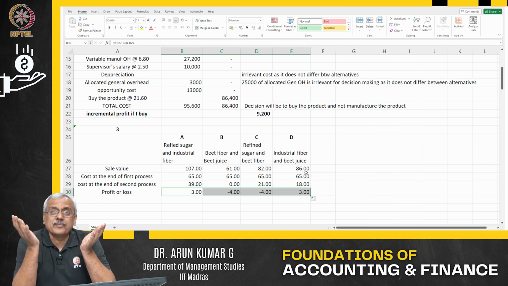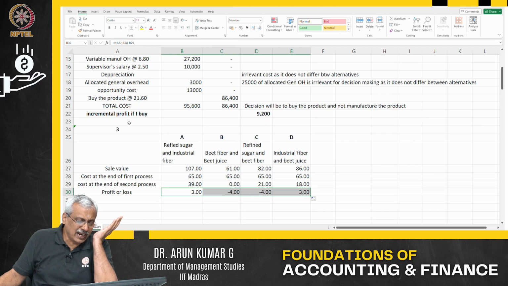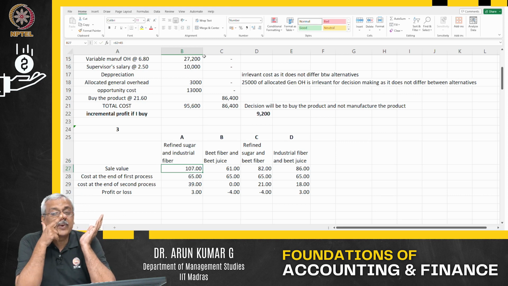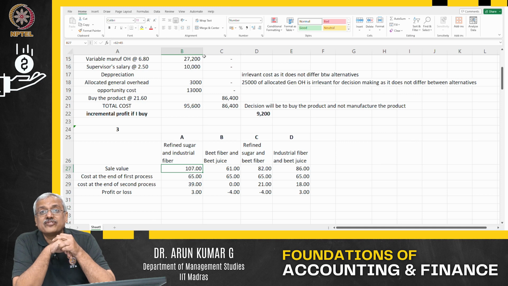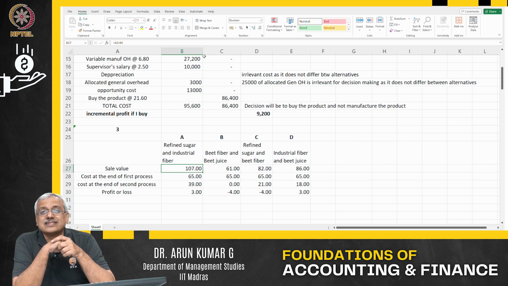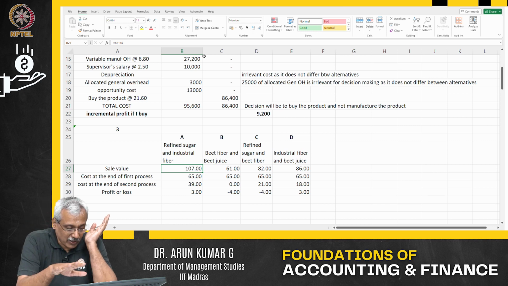So what is the decision? The decision is, in this particular case, I sell as refined sugar and industrial fiber, or sell as industrial fiber and beet juice, because my profit is going to be the same in both cases. The other two options do not exist for me because they are not optimal, they are loss-making options. So I will not do that.